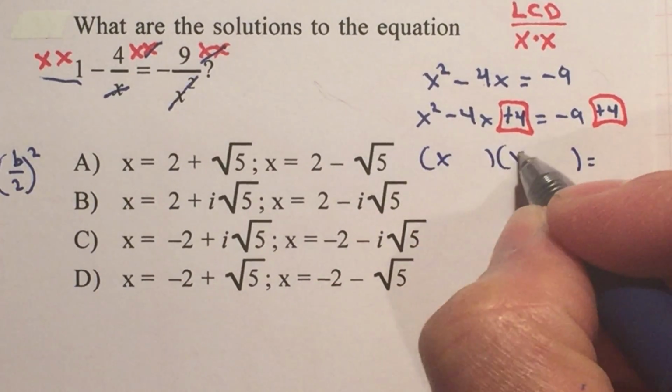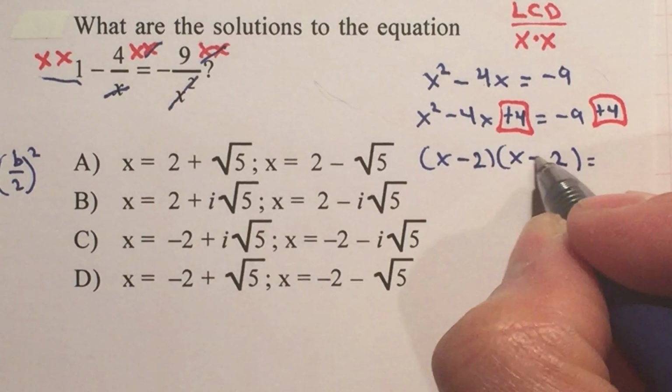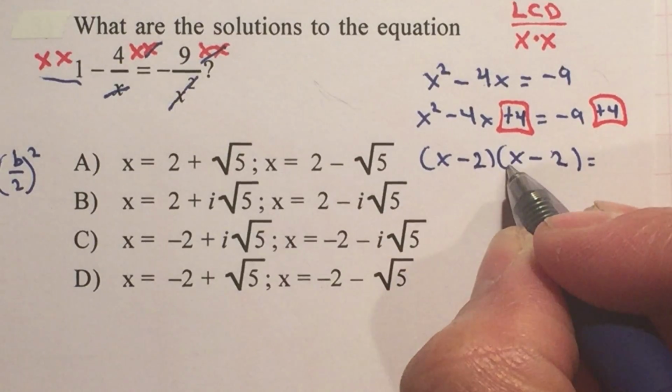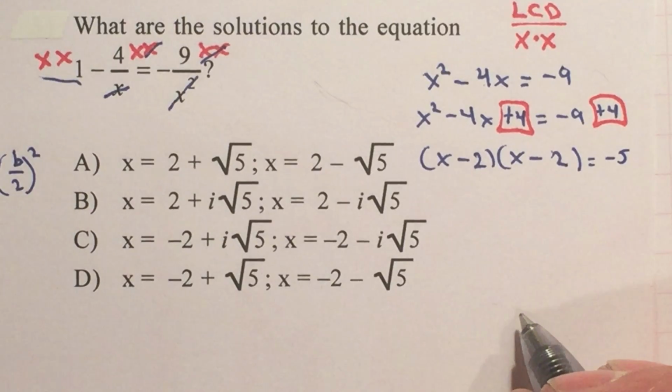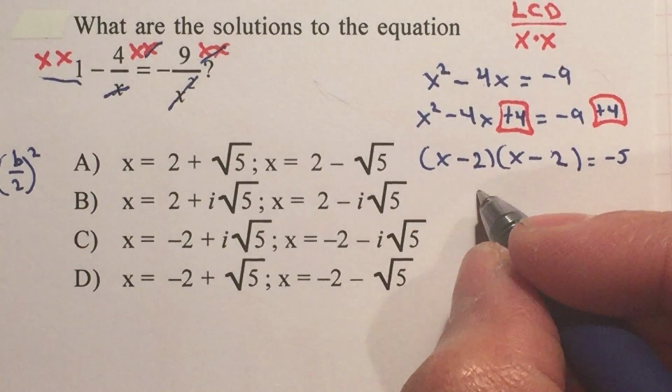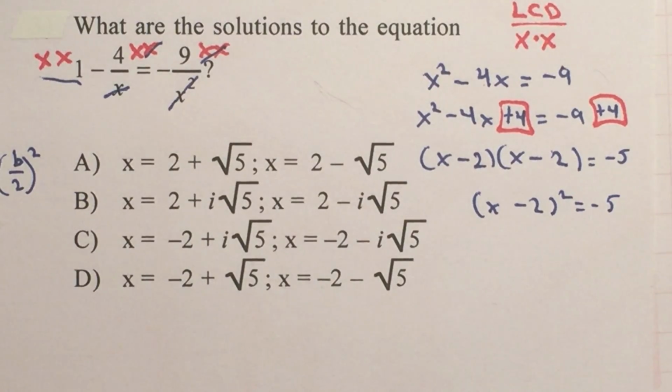Gives me x and x. Factors of 4 will be 2 and 2, and in this case they both should be negative. So when you multiply it out, you end up with negative 4. On the right hand side I have a negative 5. They both are the same, so I have x minus 2 squared equal to negative 5.